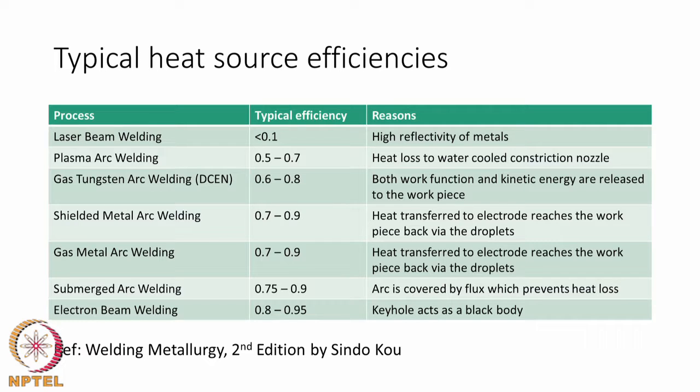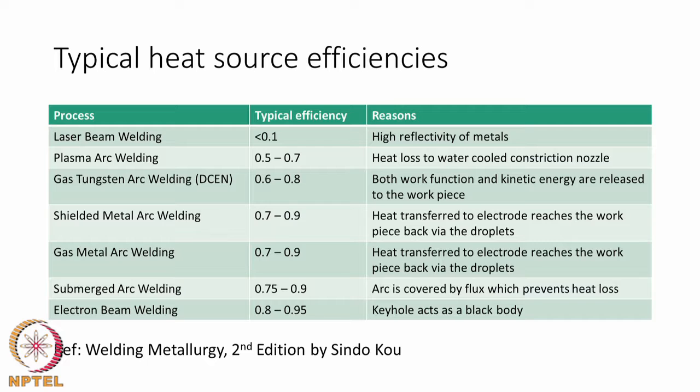We also have GMAW showing very good efficiencies, and normally GMAW is with electrode positive polarity. The reason the efficiency is high is that the electrode actually melts, and those molten droplets of liquid at high temperature reach the base material and give up their heat. So the heat given to the base material and also to the electrode both eventually reach the base material, and therefore the efficiency of GMAW is very high, reaching up to 0.9.